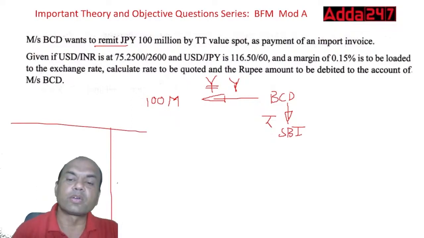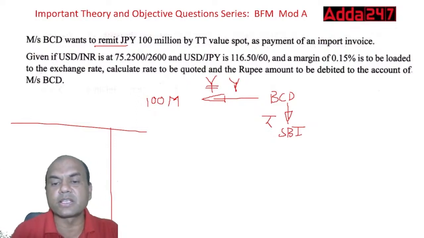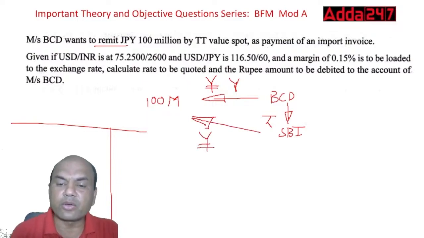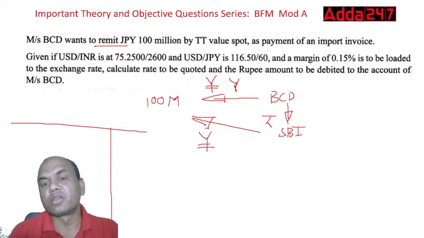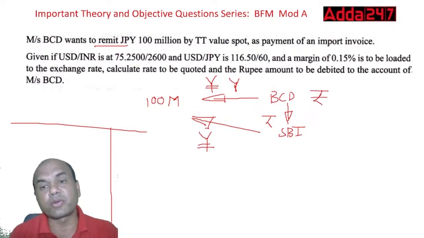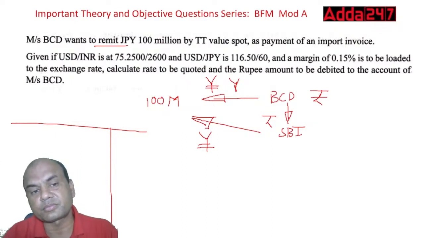So what will you do? This customer wants to send this JPY over there. So you, SBI, will send JPY over here. You will send yen. But when you send yen to someone else on behalf of this customer, you will debit this BCD customer, right? You will be debiting this customer by rupees. By what amount? You will debit rupees to this customer. By what amount? That is the only question. So how will you do it?